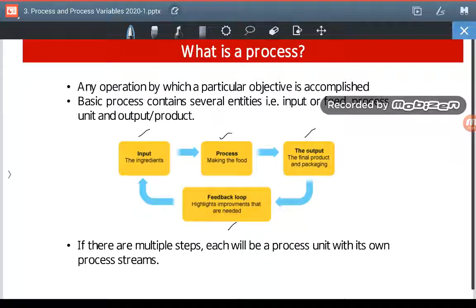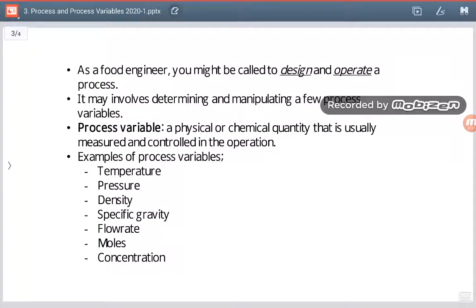For instance, from the food engineering perspective, as a food engineer, you might be called to design and operate a process. For instance, if you want to bake a cake, let's say, the process involved may include mixing and baking. So that's the process, and you need to design that as a food engineer. It may involve determining and manipulating a few processing variables. So within that process, there are a lot of processing variables.